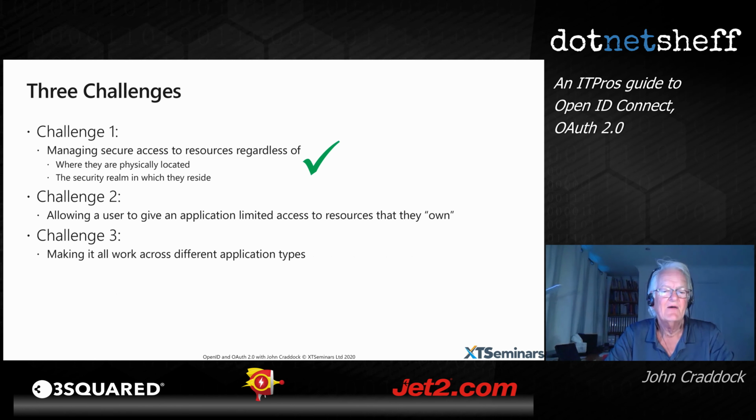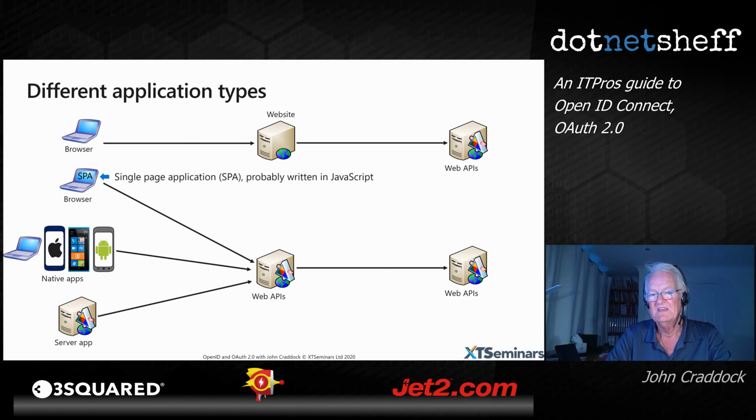So challenge 2, allowing users to give an application limited access to resources that they own. Absolutely, definitely done. Challenge 3 is making it work across lots of different application types. So we have a browser that needs to talk and authenticate a user to a website. Well, that's easy. That's OpenID Connect, right? And we have an ID token. The website going to a back-end web API, that's easy. Again, it's an access token. Now, we can have a single page application, and that's JavaScript running within the browser, right? And we need to go off and get data.